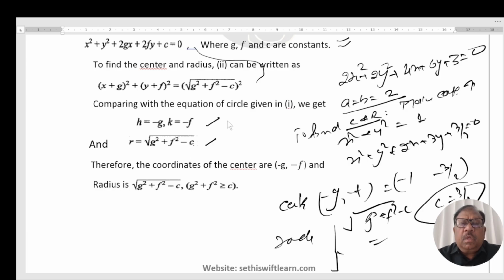So this is all regarding the equation of circle passing through 3 points. Put the points in, and put the values of g, f, c in the equation. If directly given, then you can find the center and radius. What is the essential condition? g square plus f square should be greater than or equal to c, because there is a minus sign, greater than or equal to c.